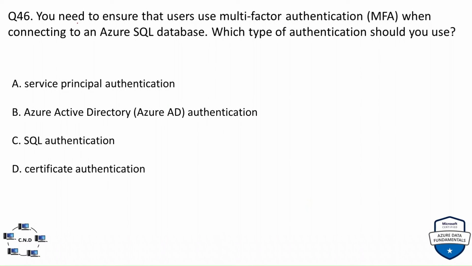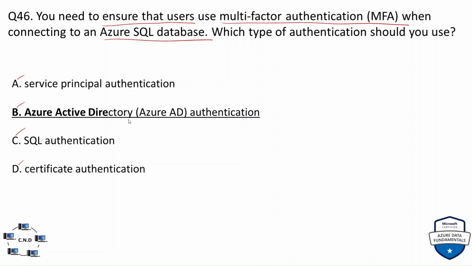Question number 46 is that you need to ensure that users use multi-factor authentication when connected to Azure SQL database. Which type of authentication should you use? Options are A. Service principal authentication, B. Azure Active Directory authentication, C. SQL authentication, and D. Certificate authentication. And the correct option is the Azure Active Directory authentication.